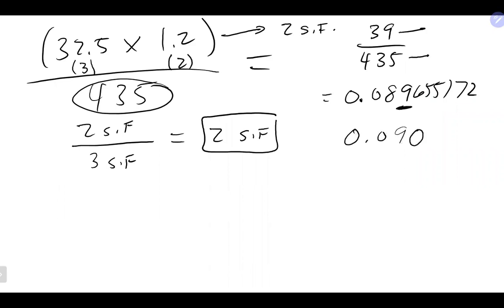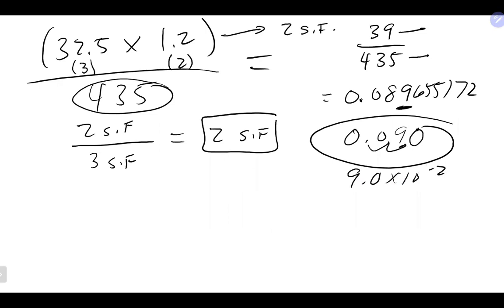0.090, right? Because we do need 2 sig figs. Without having that 0 there, obviously we would only have 1 sig fig. You could also do scientific notation: 9.0 times 10 to the minus 2, which has 2 sig figs as well.